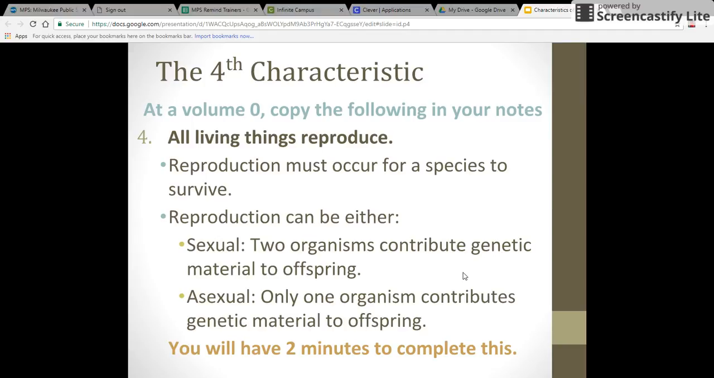Characteristic 4 is that all living things reproduce. In order to be a living thing, they have to make either copies of themselves or they have to reproduce with another organism of their species to create new offspring. This could be either through sexual reproduction, which is two organisms contributing genetic material to the offspring, so chromosomes coming from the male and the female mixing together to make a unique new human being with traits from both, or asexual, so one organism only contributing their genetic material to the offspring.